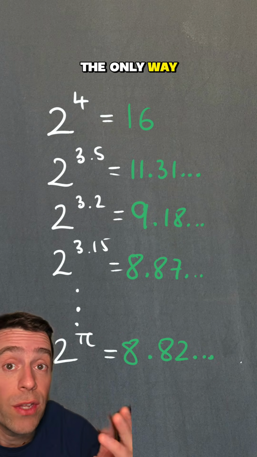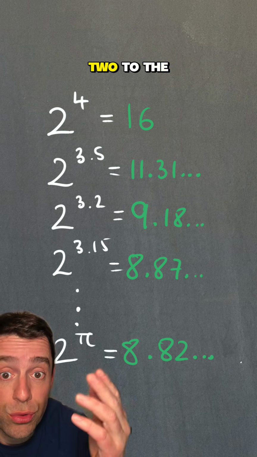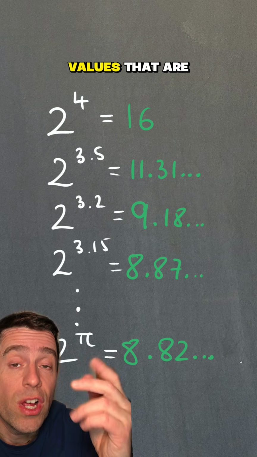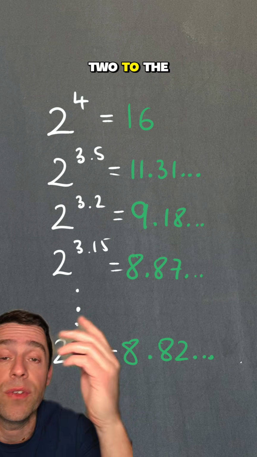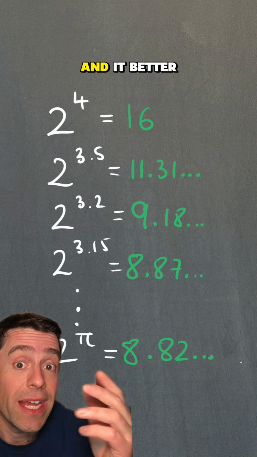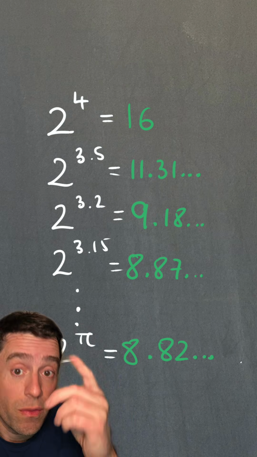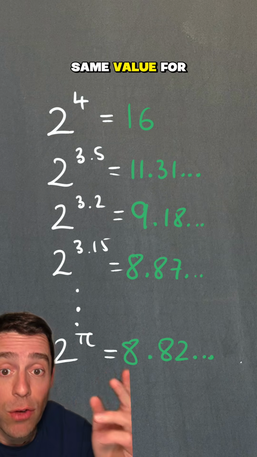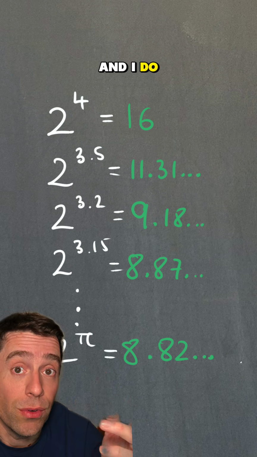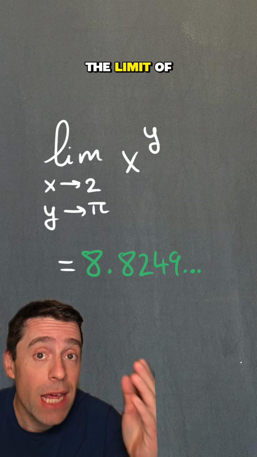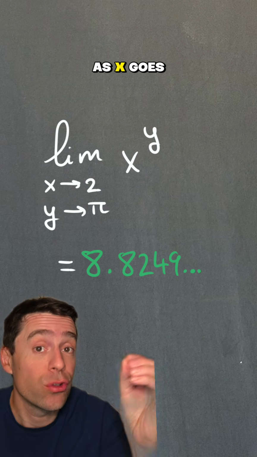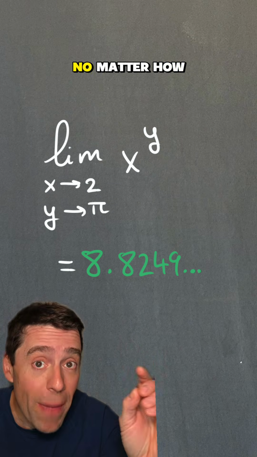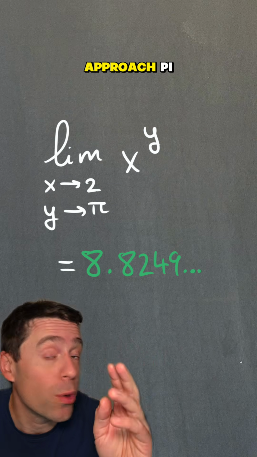But that's not the only way to compute 2 to the pi. I can approach 2 to the pi in many different ways. For example, here I'm going through 2 to the values that are approaching pi from above, 2 to the 4, 2 to the 3.5, etc. And it better be that if I approach 2 to the pi from some other direction, I still get the same value, and I do. One can prove that the limit of the function x to the y as x goes to 2 and y goes to pi is always exactly this number, no matter how I approach 2 and how I approach pi.